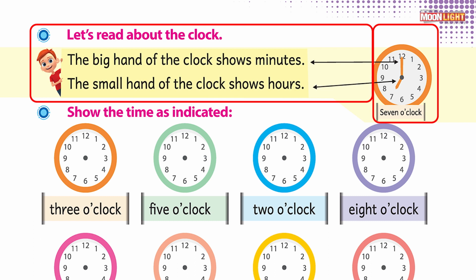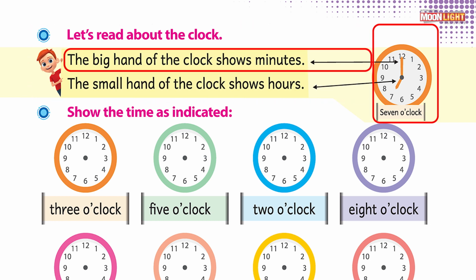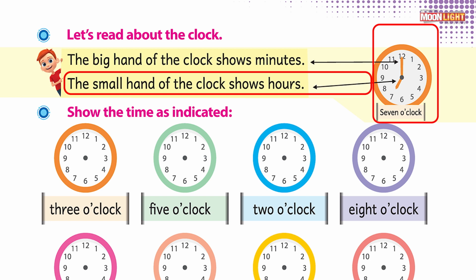But before starting, I just want to show you one picture. Look at this picture and guess what it is. And yes, it is the picture of a clock. This clock is showing numbers. Along with the numbers, there are two hands, a big hand and a small hand. And yes, my dear students, the big hand of a clock shows minutes. On the other hand, the small hand of the clock shows hours.